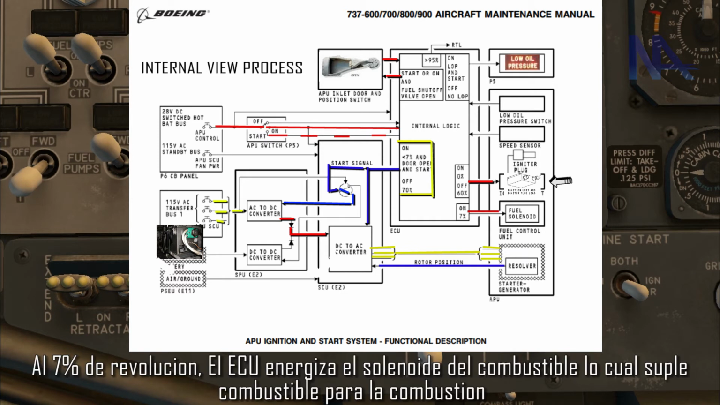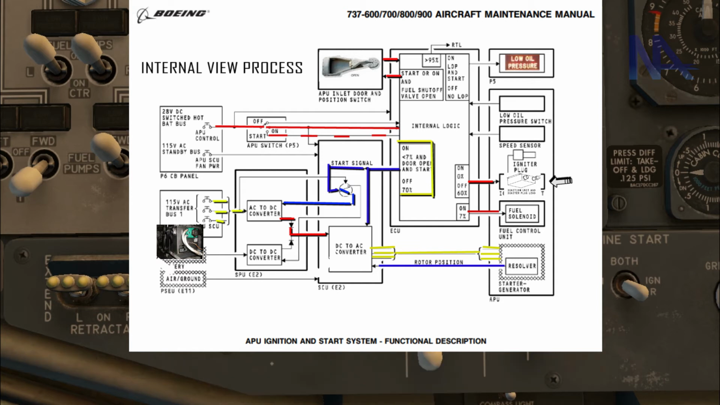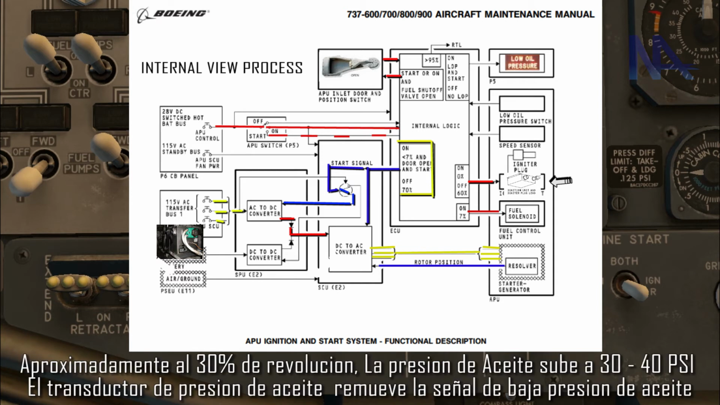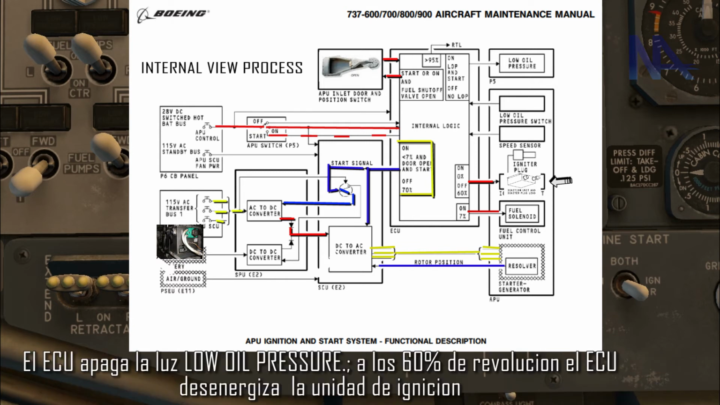At 7% speed, the ECU energizes the fuel solenoid, which supplies fuel for combustion. At approximately 30% speed, oil pressure goes above 30 to 40 psi. The oil pressure switch removes the low oil pressure signal. The ECU turns off the low oil pressure light. At 60% speed, the ECU de-energizes the ignition unit.